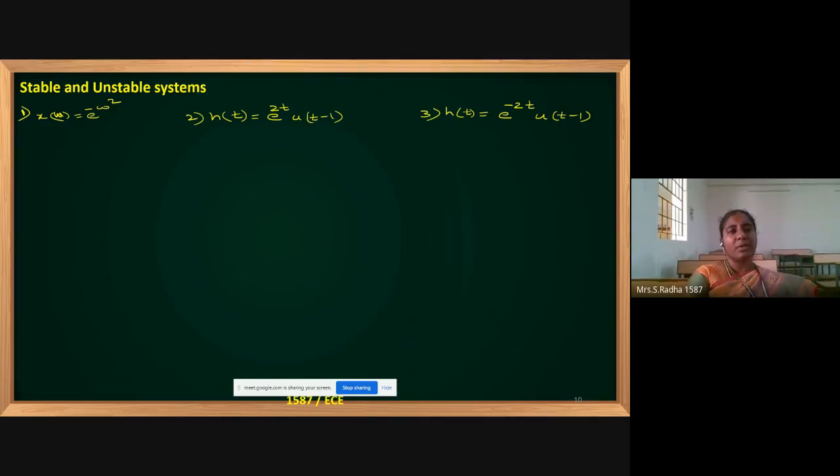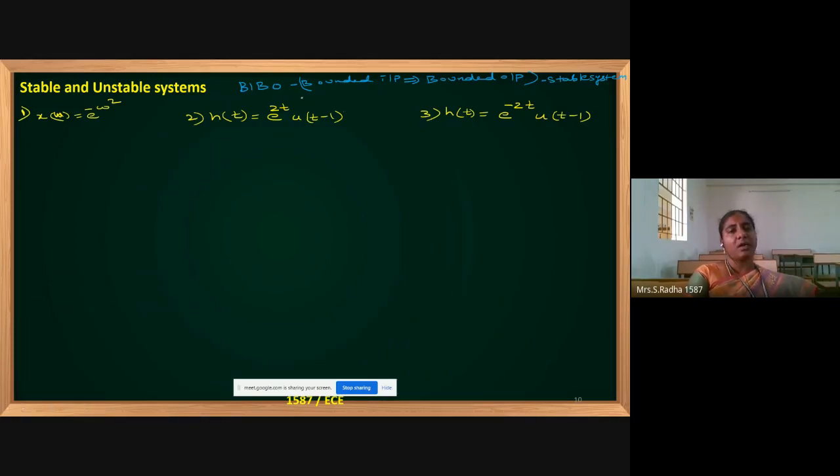Stable, unstable means bounded input, bounded output. A bounded input gives rise to bounded output, then it is called a stable system. If this BIBO is not followed, then it is an unstable system.